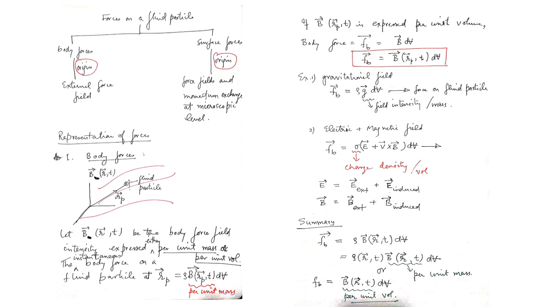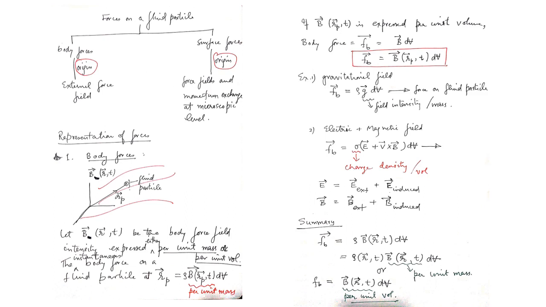So now coming to representation of forces. We'll take the easy ones first. Body forces are relatively easier to represent, so let us take them first. As I have shown, a general flow domain with some three-dimensional coordinate system, the force field intensity is simply expressed as the B vector.